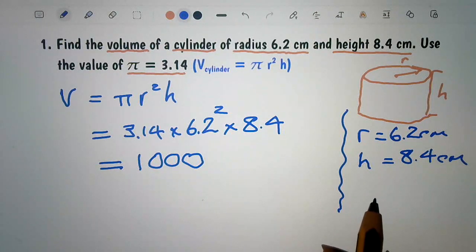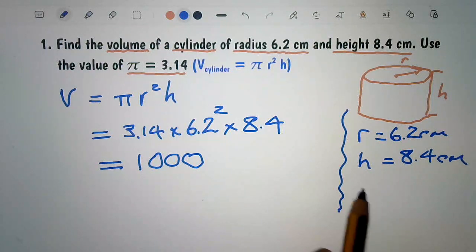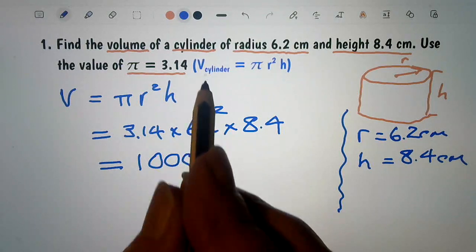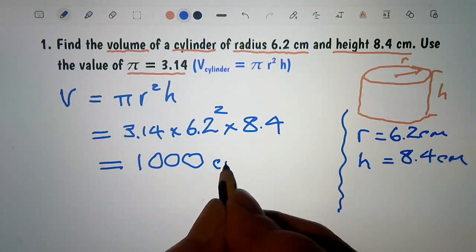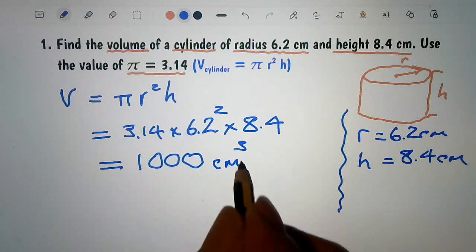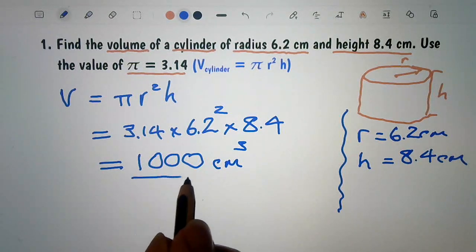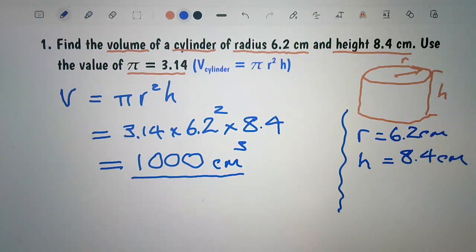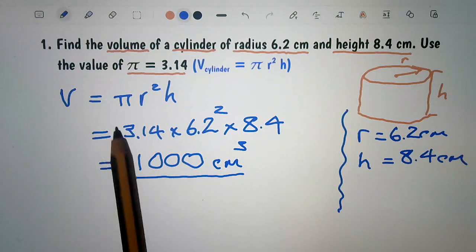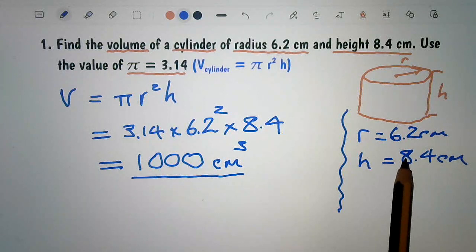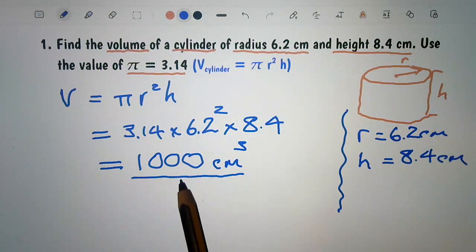And I need to remember the units. Now it's volume, so it's centimetre cubed, and I underline the answer. And then I've done the job perfectly. Formula, data, calculation, answer underlined. And that's what your work should look like. Right, let's have a look at another example now.